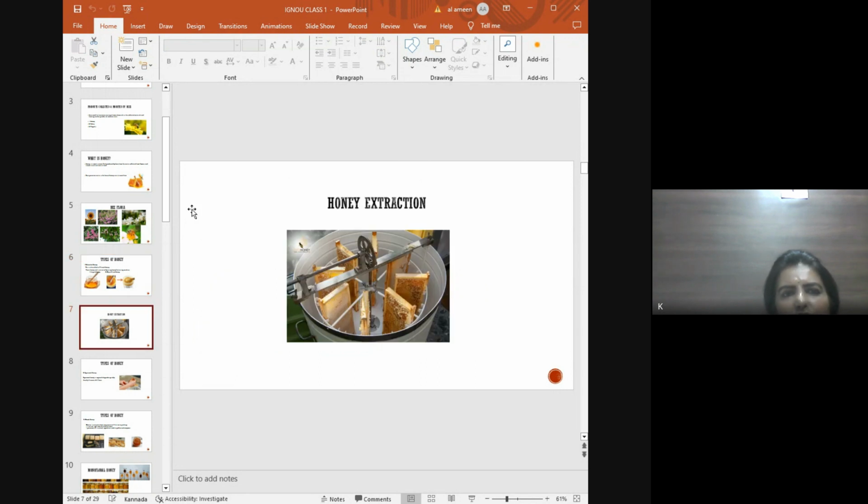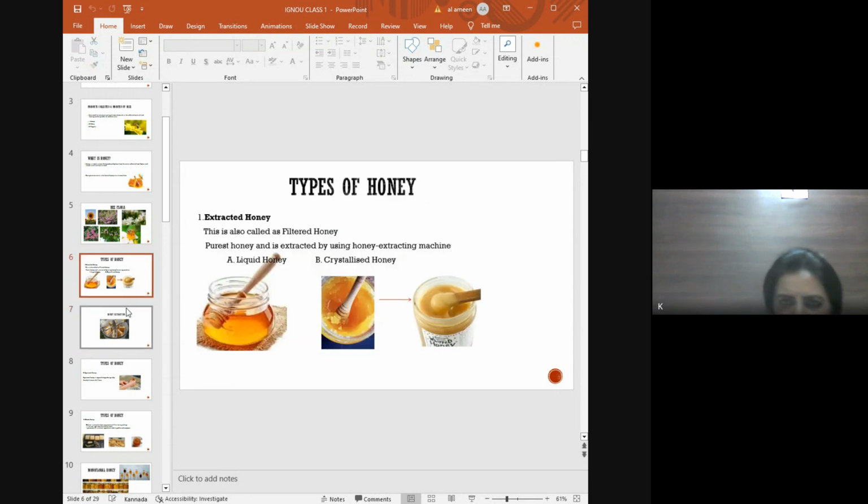This is a picture of the honey extractor. If you've done the previous modules, I think they must have taught you this. The alternative is squeezing, but it is much cleaner when a honey extractor is used. It is just rotated, then with a filter you can separate it out.